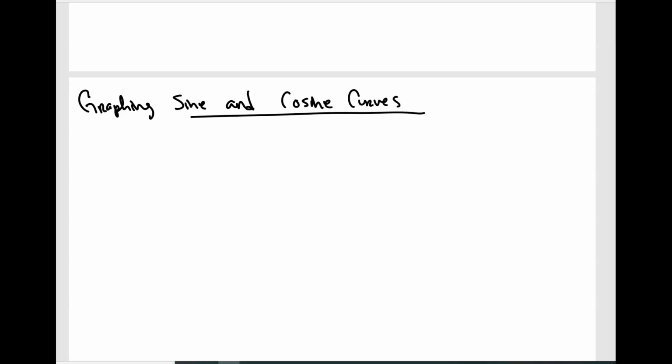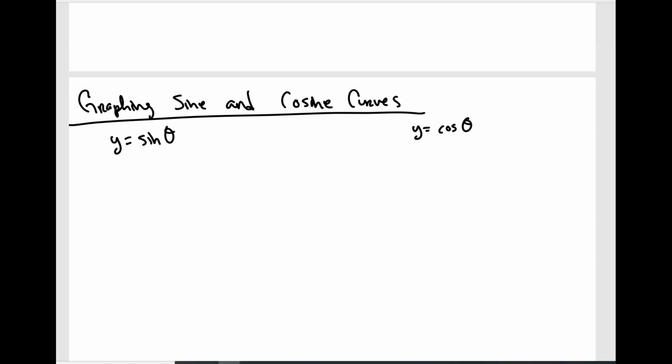I'm going to say graphing sine and cosine curves. So what we really want to figure out is what exactly does y equals sine theta, or sine of x, look like, and what does y equals cosine theta look like.